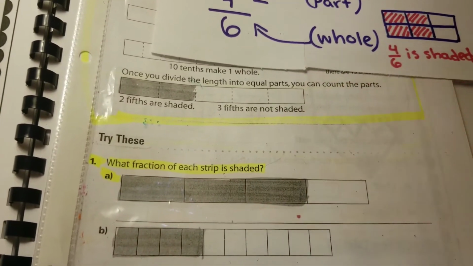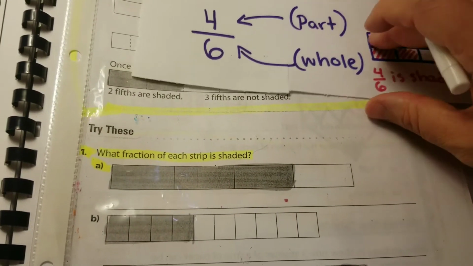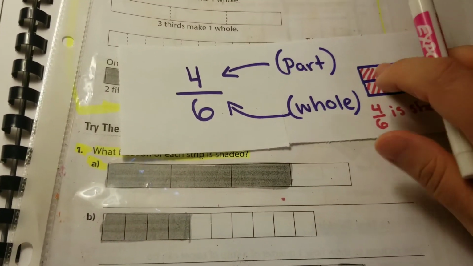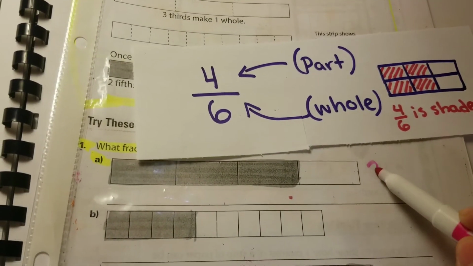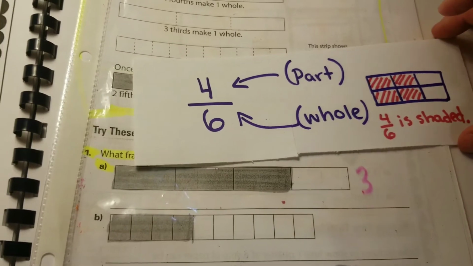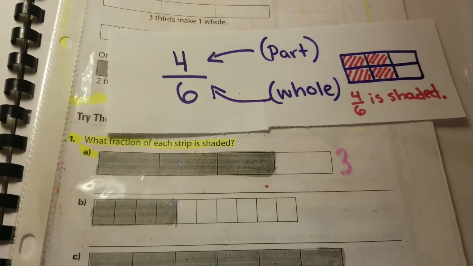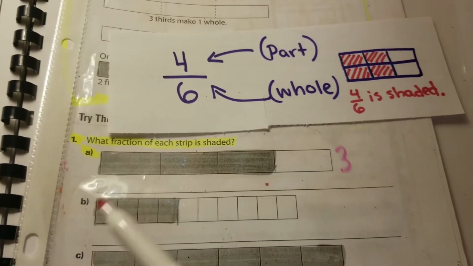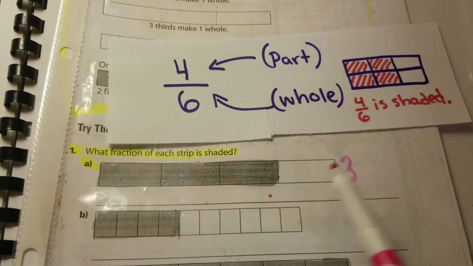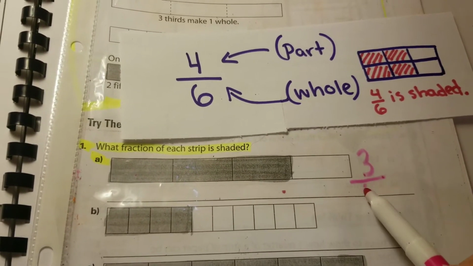So here we have how many parts are shaded in? 3. So we're going to write 3. And how many are there in whole, in the total shape? 1, 2, 3, 4. So you're going to draw a line and you're going to put the 4 on the bottom.